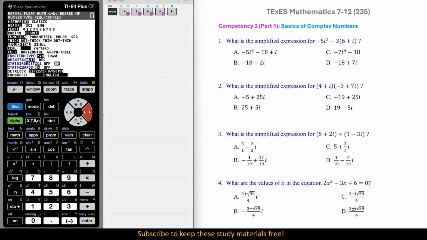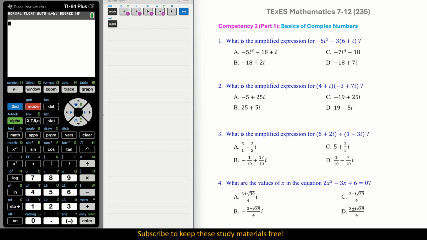That's where you need to be. I generally keep mine in complex just in case, but every now and again I have to pop back to real. It does make a difference, so it's just something that you need to be aware of as you use your calculator. All right, so we go to second mode to back out. Now we can start entering, but we need to be careful how we enter.